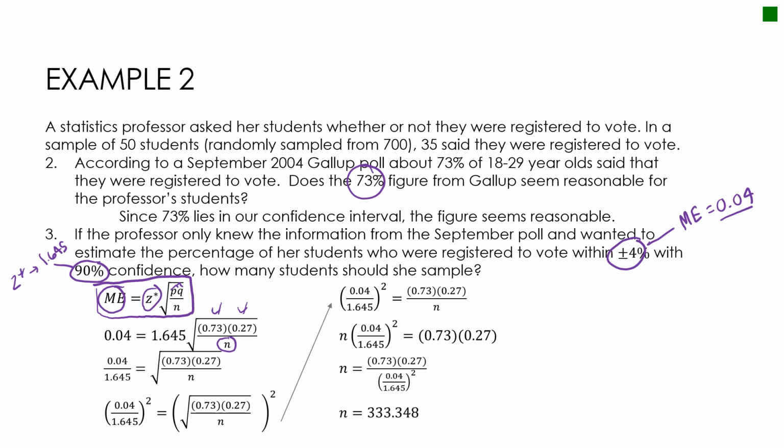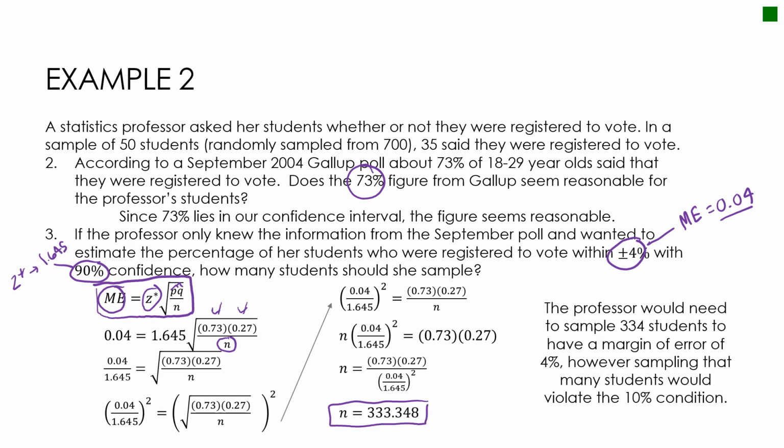It was dealing with margin of error. So if you need to go back to that, it was the one called margin of error. And I do all of that work and I find n is 333.348. So my conclusion is 334 students. However, that's not awesome because remember I had 700 students and that would violate the 10% condition. So that's not awesome, but that's what they're saying is that's how many I would need to have in order to have a margin of error of 4% with 90% confidence.